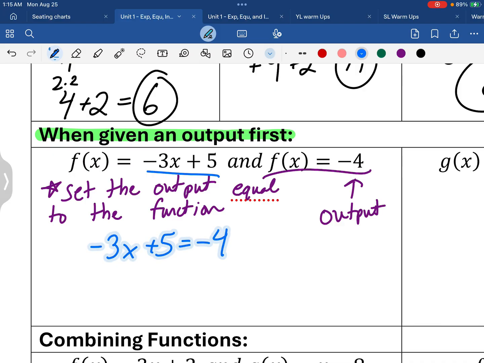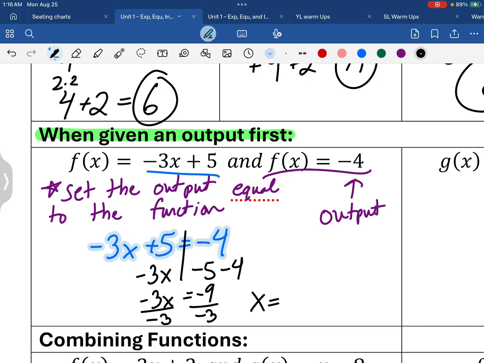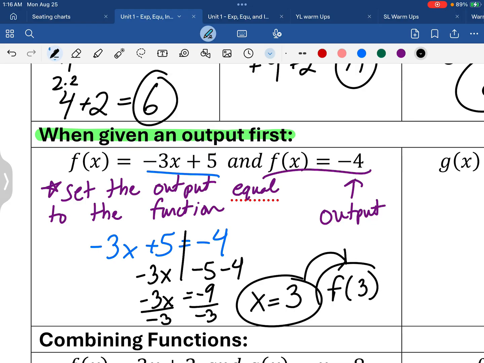We know what to do right here. We've been doing this for a while now. We do our split. Negative 3x comes down. 5 goes over, becomes negative. Negative 4 drops. Negative 3x equals negative 9. Divide by negative 3. Divide by negative 3. And so we get x equals positive 3. So you can write your answer like that, or you can write it like this, f of 3. I don't care which way you write it, but they both mean the exact same thing.